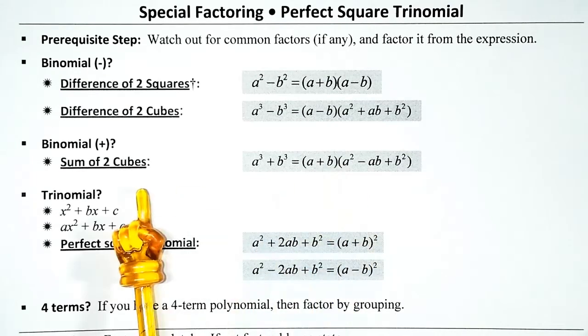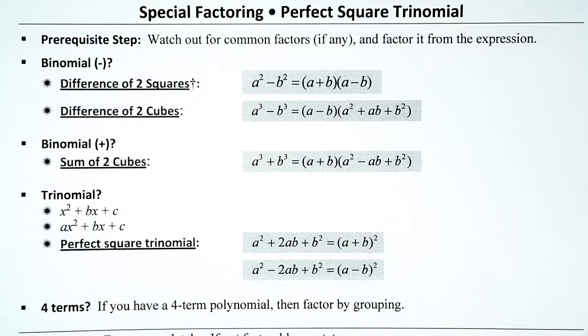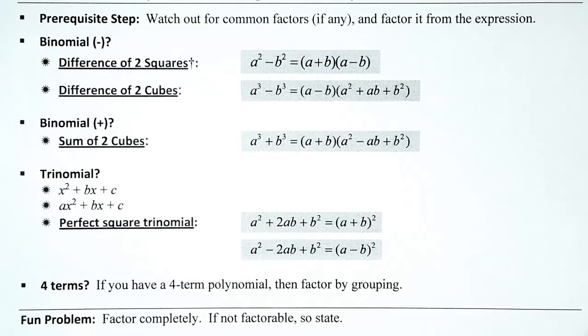Okay. What if you have a trinomial? Then handle it however you can. Fourth case scenario, I think I lost track. What if you have a 4-term polynomial? If you have 4 terms, then I need you to factor by grouping. Okay. So for this problem, we're going to do 4 problems and then we're out. Okay, so bear with me.